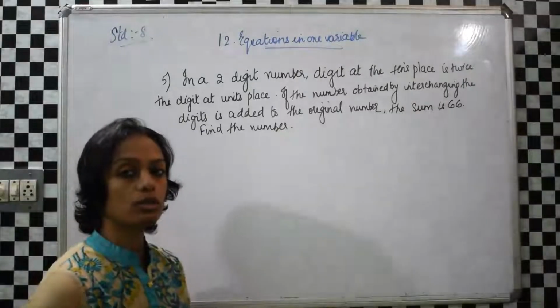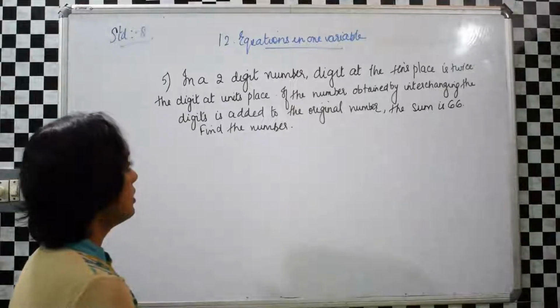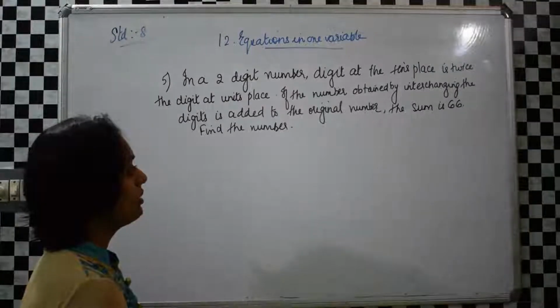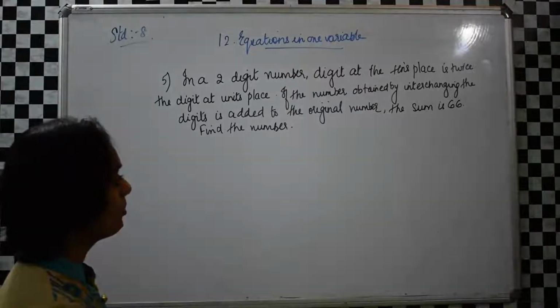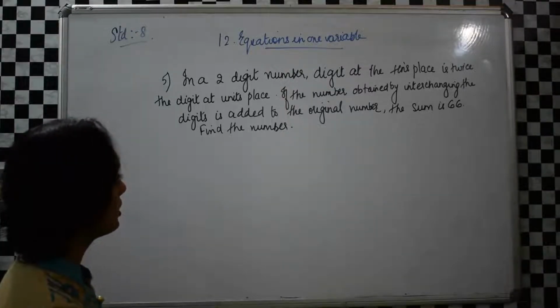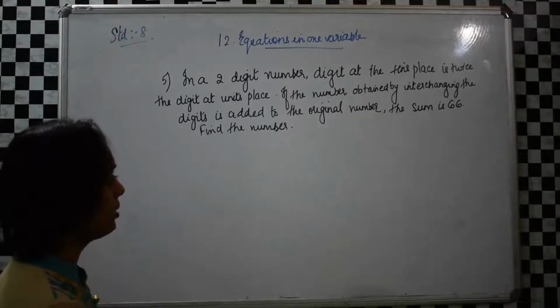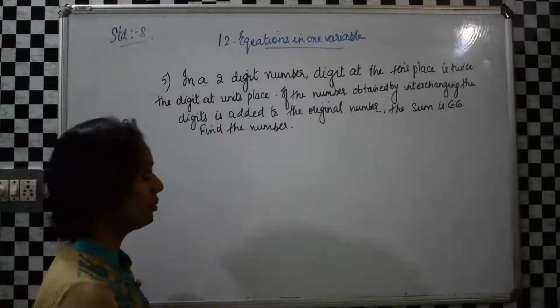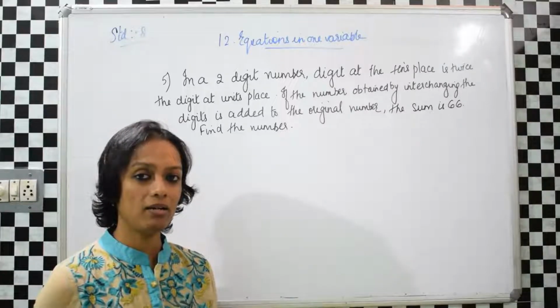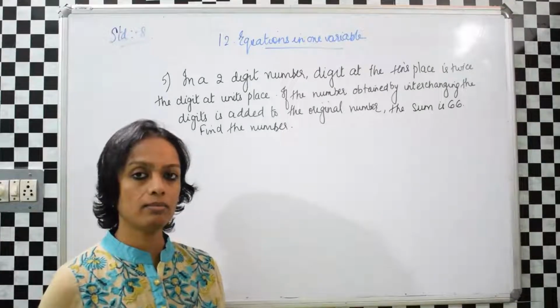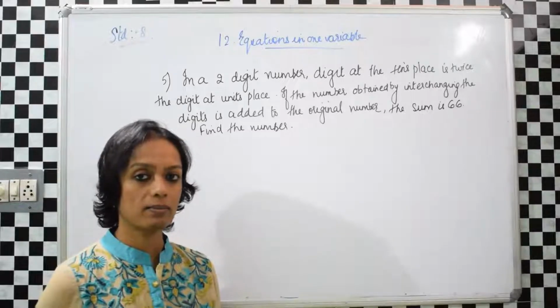Now let us go to the 5th question. In a 2-digit number, digit at the tens place is twice the digit at units place. If the number obtained by interchanging the digits is added to the original number, the sum is 66. Find the number. The sum seems to be very big and complicated, but it's an easy sum. We will do it in parts.